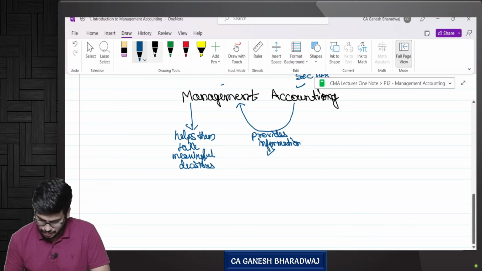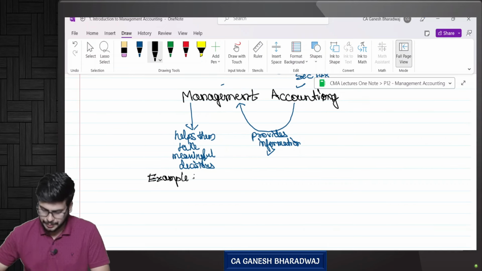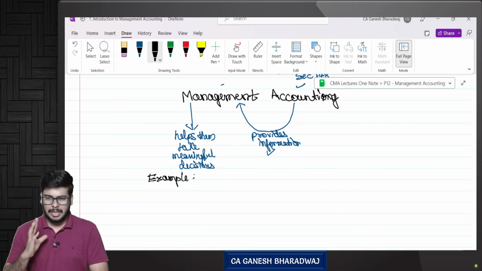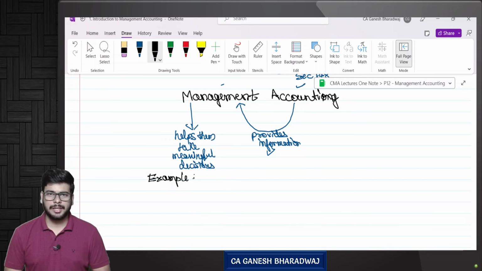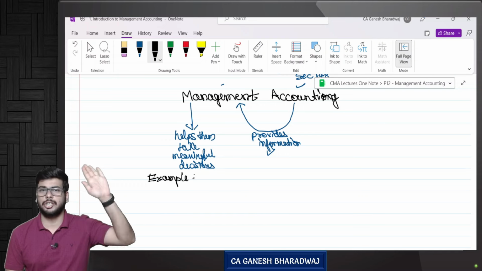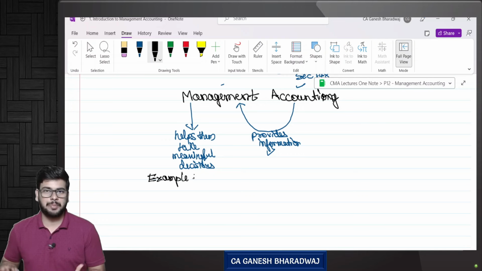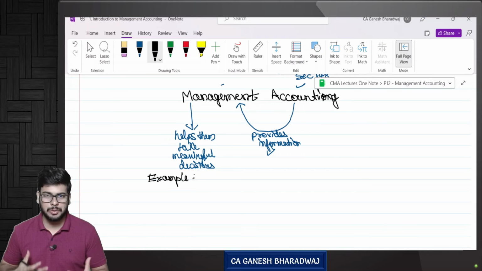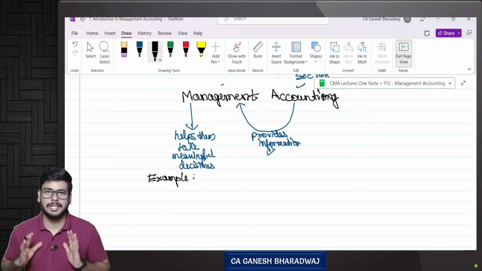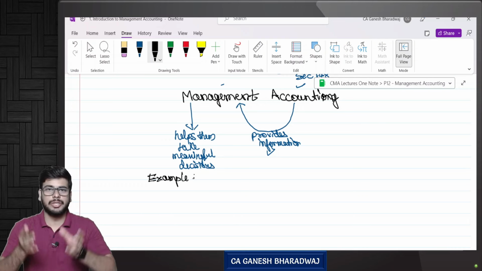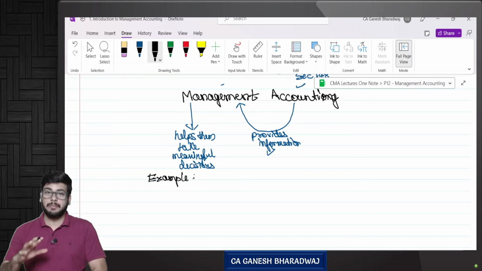Now, I'm just giving you an example. Let us say a managing director is present in a company. The managing director represents the top management. He is the top boss of the company. You are the management accountant. That is, you prepare and maintain management accounts. So what do you do? That's what we will be understanding by way of this example.